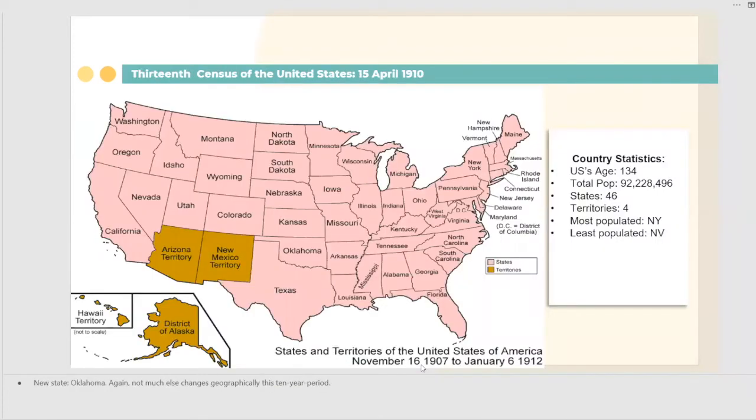This is 1910. We're moving to April here. Again, you want to keep track of the dates that these were filled out, because that can make a difference when you're looking at ages and births. We have one new state, Oklahoma. Not much changes geographically, not much changes anywhere actually. We still have our regular total population here of 92.2 million. Most populated state is still New York, least populated state is still Nevada.